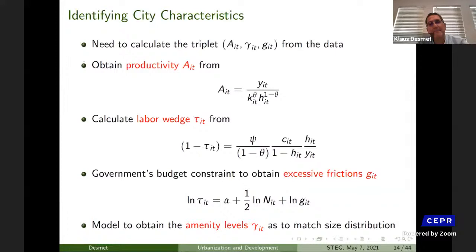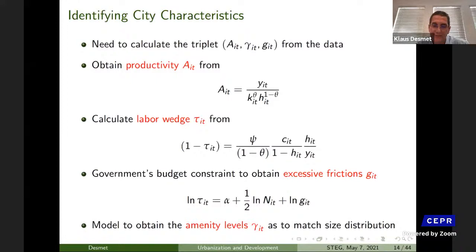So how do we get A_it? A_it, we just get from this expression here. So we have a measure for Y, for K, and for H. So we get A_it that way. The labor wedge, of course, we need some assumptions on what psi is and theta, et cetera. But we have a measure of C, of H, and of A, so we can back out tau. Then the excessive frictions, G_it, we take the government budget constraint. We take logs, and then we run this regression here, and the residual is what we call the log of G_it. So we can back out G_it this way.